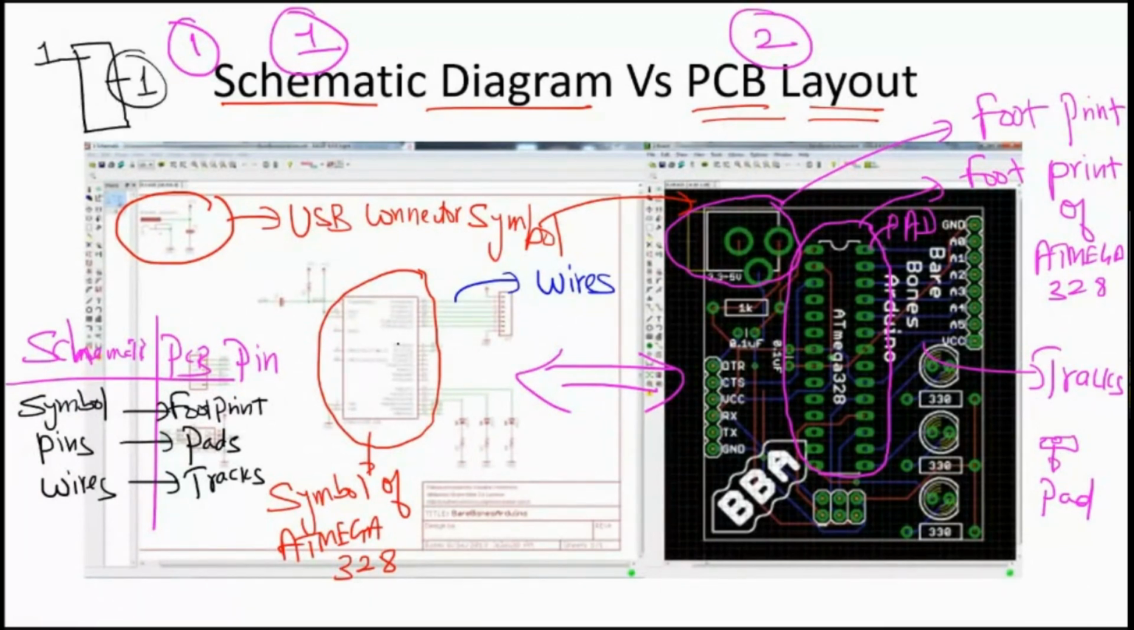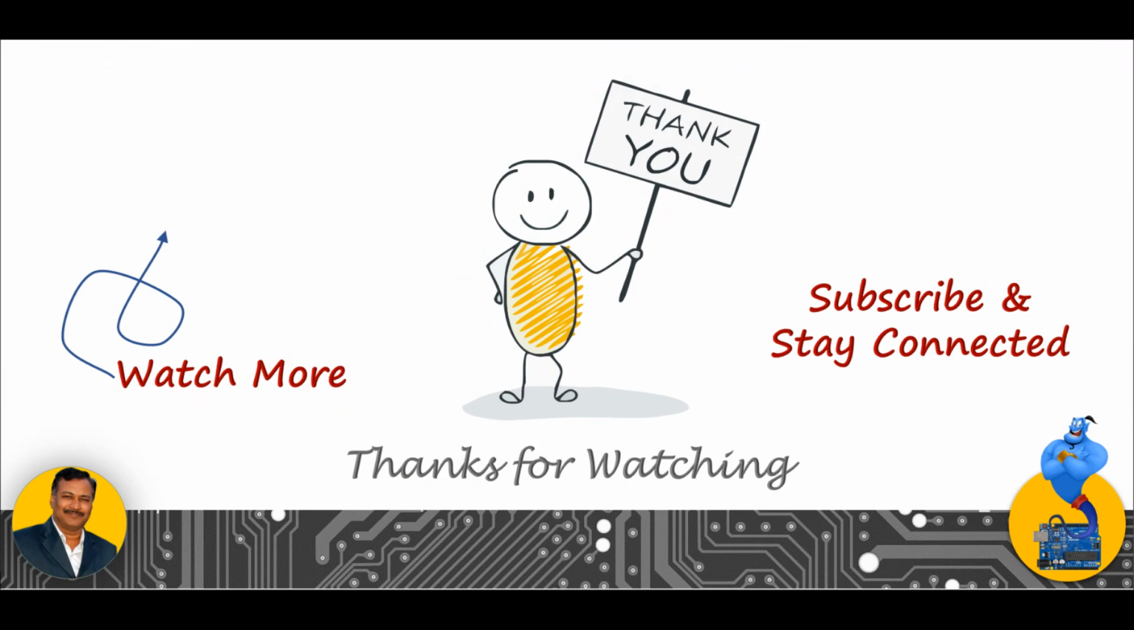Because a symbol is used for our representation. Whereas in a footprint, pin number 1 always starts from the top left-hand side, because that is the actual pin number 1 in the actual IC. So you cannot swap pads just like that. So that is the difference between a footprint and a symbol.